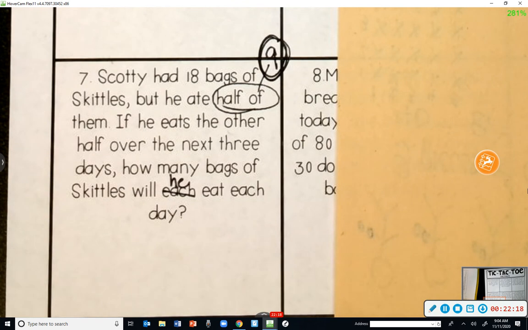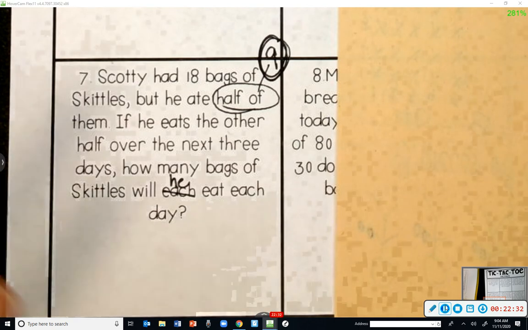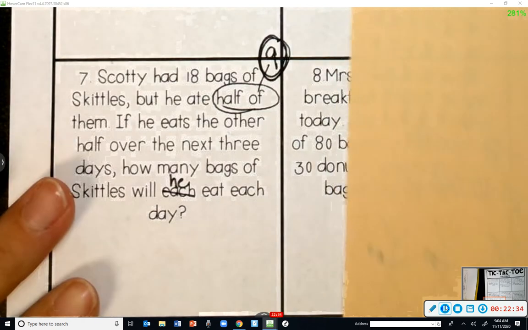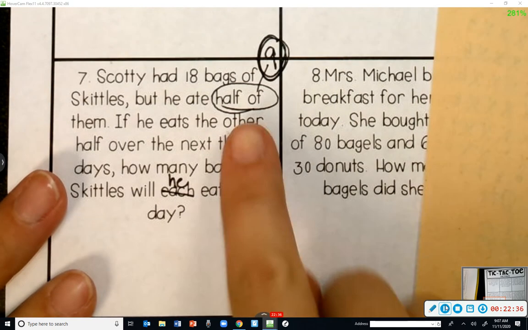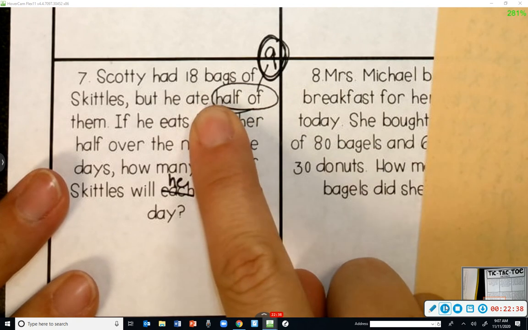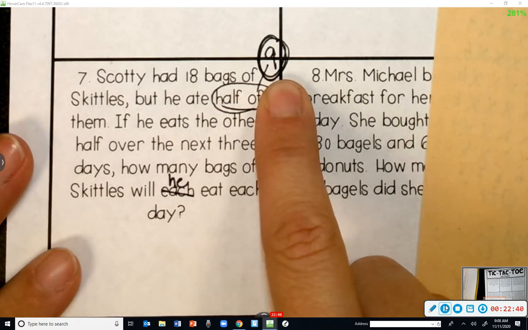If he eats the other half over the next 3 days, how many bags of Skittles will he eat each day? Okay? Solve that next part. Draw a picture if you're stuck. Okay, this was a little bit more challenging. We talked about what is half of 18, and we said 9.